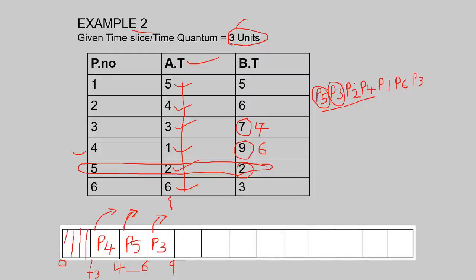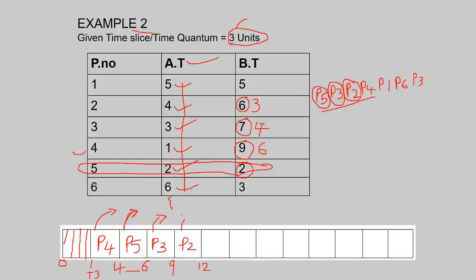Now select the next process from the queue, that is process P2. Allocate process P2. What is the burst time of P2? 6 units. Out of 6, it is going to execute 3 units and 3 units will remain. So 9 plus 3 is 12. P2 is going to execute from 9 to 12.